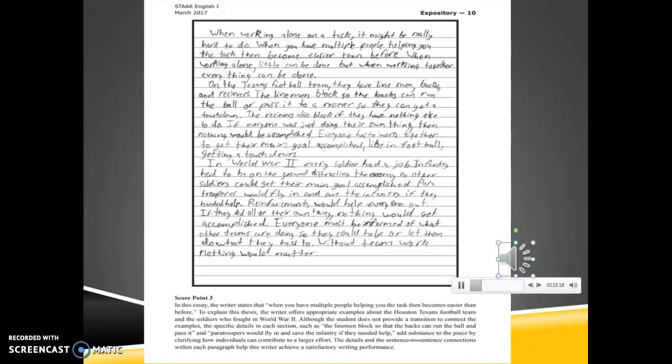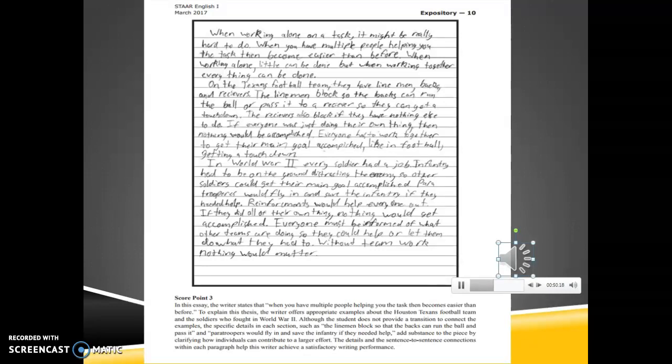On the Texans football team, they have linemen, backs, and receivers. The linemen block so the backs can run the ball or pass it to a receiver so they get a touchdown. The receivers also block if they have nothing else to do. If everyone was just doing their own thing, then nothing would be accomplished. Everyone has to work together to get their main goal accomplished, like in football, getting a touchdown.